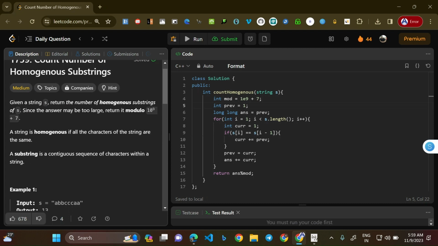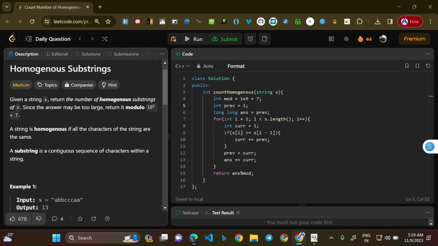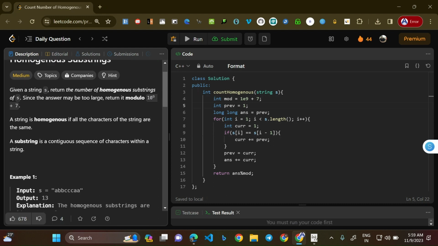Given a string S, return the number of homogeneous substrings of S. Since the answer may be too large, return it modulo 10^9 + 7. So we'll understand what a homogeneous substring is. A string is homogeneous if all the characters of the string are the same. A substring is a contiguous sequence of characters within a string.